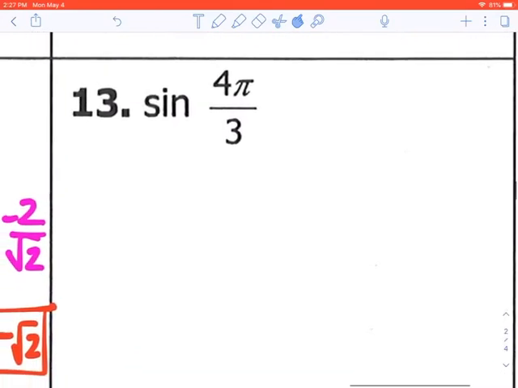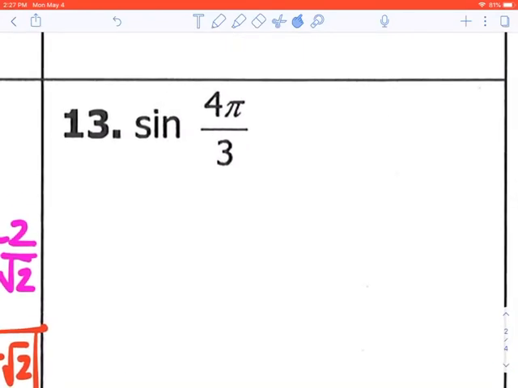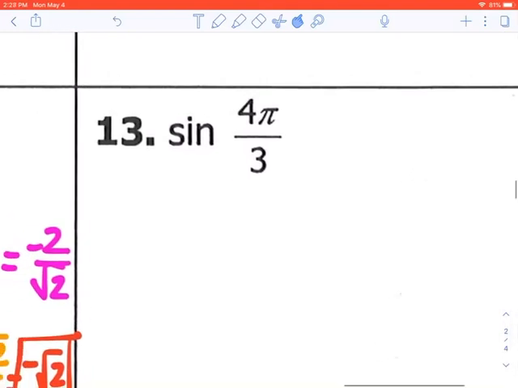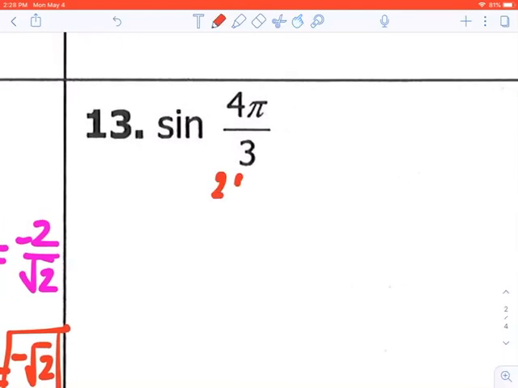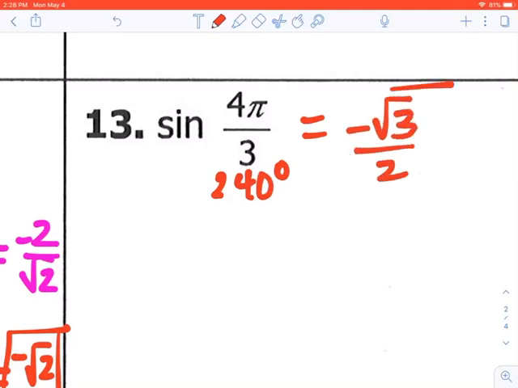Sine of 4 pi over 3, I go to my 4 pi over 3. It looks like it's going to be in my third quadrant. It's at the 240 degrees. You don't need to write that. I'm just showing you where it is if you're having a hard time. Sine is the y value, and my y value is negative root 3 over 2.